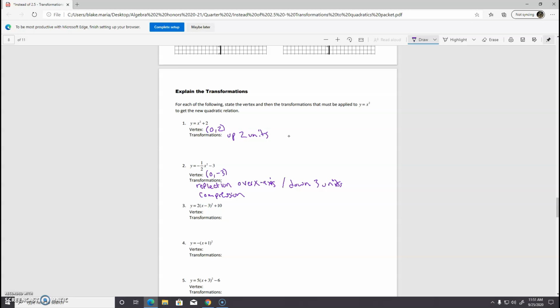So again, you're just telling me what's happening, right? What's happening to your graph. The negative out front, remember that's a reflection. The A value tells you if it's a stretch or compression. And then did I move left or right, up or down? If it's with your x, that's going to be your left and right. And then on the end is your up and down. So vertical translation or horizontal translation.